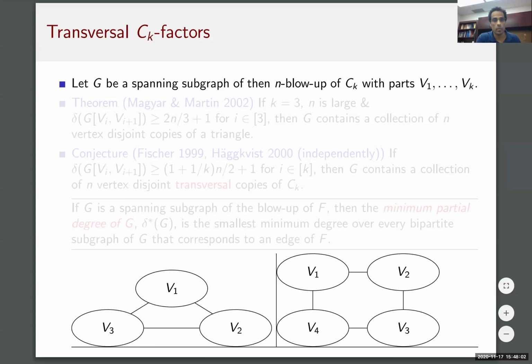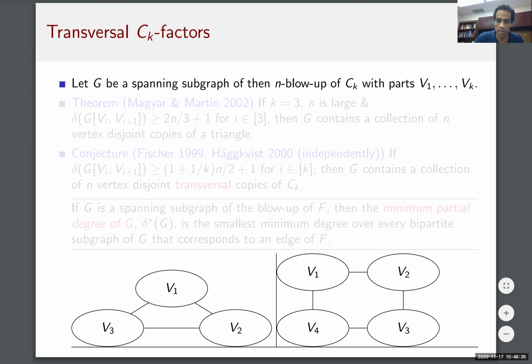So what I'm going to be talking about is, as the title said, graphs that are subgraphs of a blowup of C_k, a cycle with k vertices. The n-blowup here just means that each part has n vertices, and I'll always think of the parts as being V1 to Vk. Here we have the blowup of a triangle, and here the blowup of a 4-cycle.